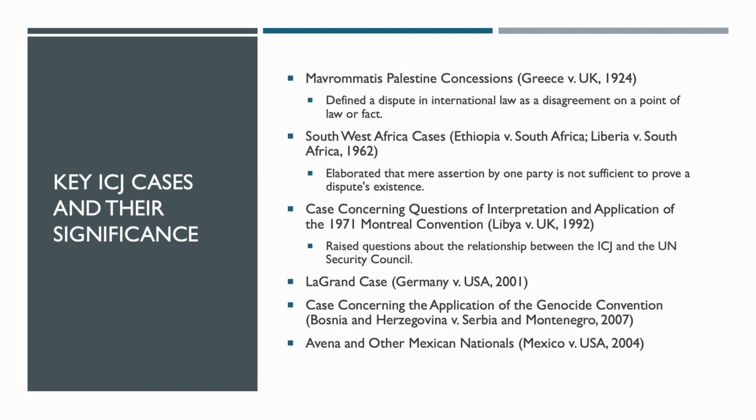Avena and other Mexican Nationals, Mexico versus USA, 2004. This case reaffirmed the binding nature of the ICJ's provisional measures and addressed issues of consular rights under the Vienna Convention on Consular Relations.